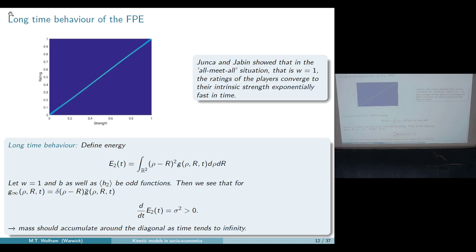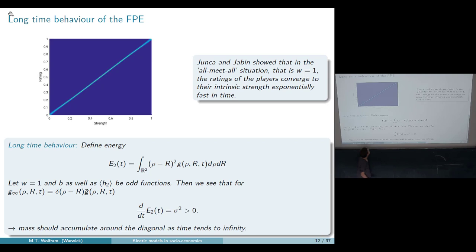In our setting, the situation is a little bit different. We can't prove it. We actually always get that this is larger than zero. We expect that we have some kind of accumulation of the mass around the diagonal. Due to the diffusion it's always going to be smeared out. It's not going to be this really nice straight line as I've shown you.